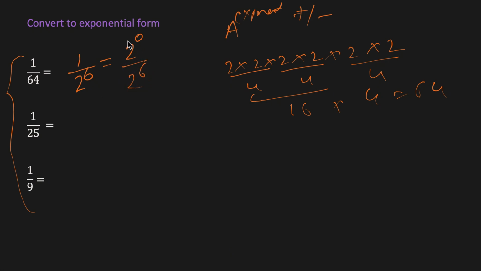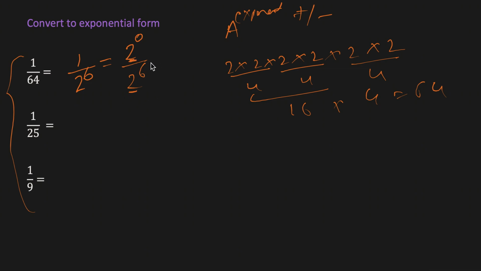And why am I choosing 2? Remember, if we are multiplying or dividing terms with exponents, the base always needs to be the same. That's why I'm choosing 2 here. Let's say if this was 3 to the power of 6, I would have chosen 3 to the power of 0.